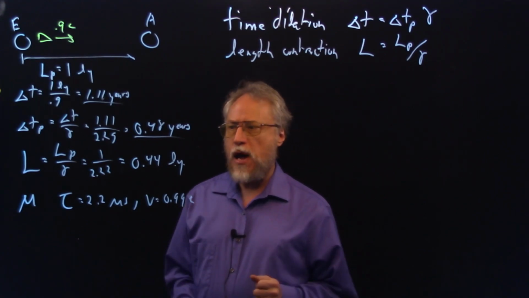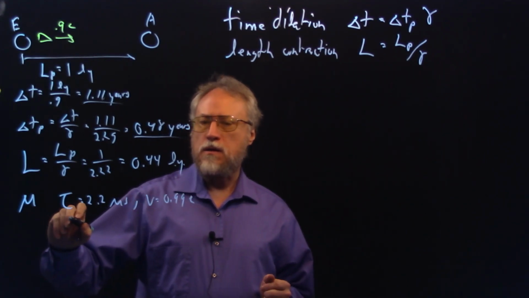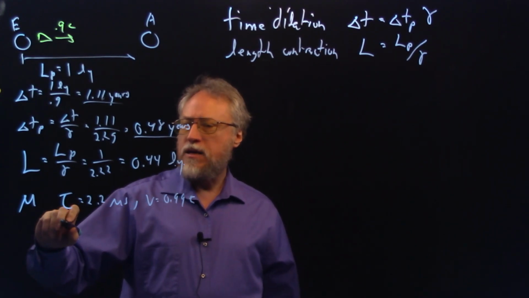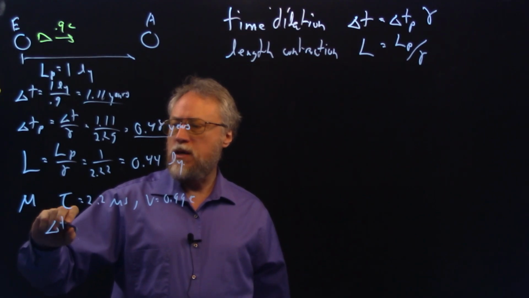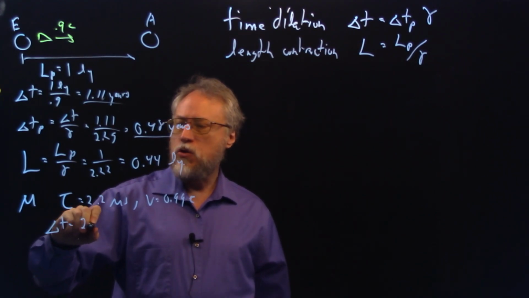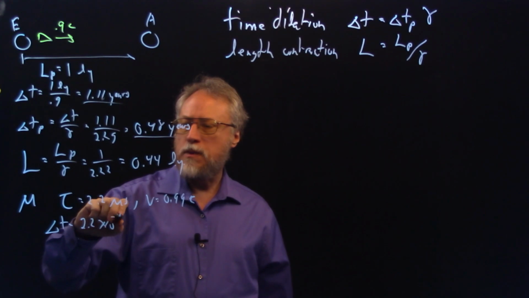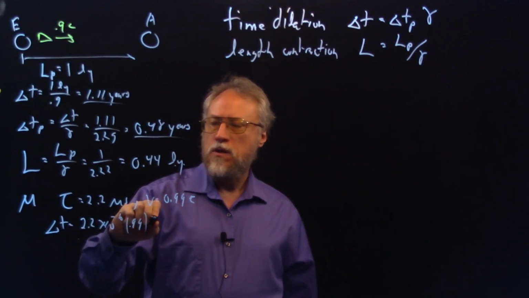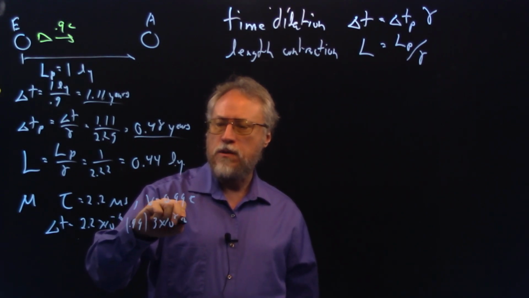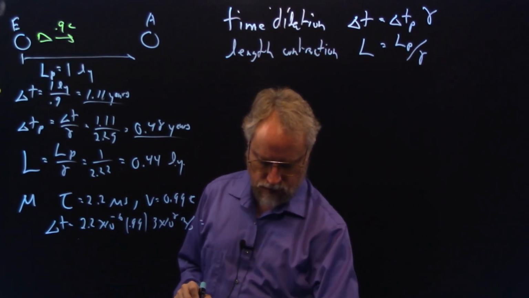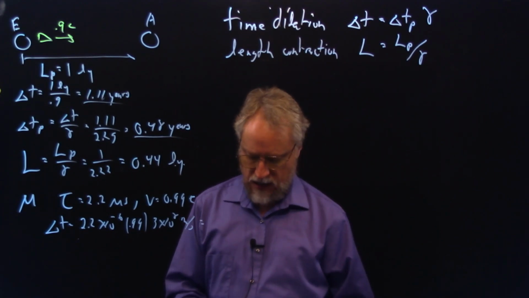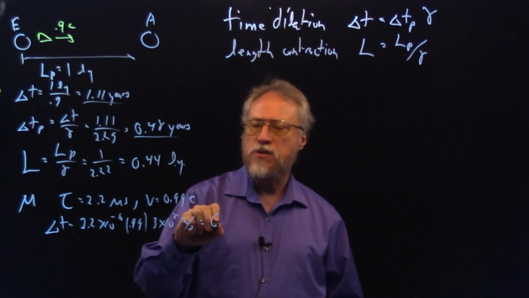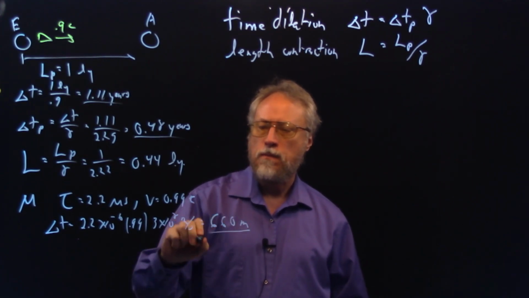How far do they travel before they decay? We can just do the calculation. So the delta t is 2.2 times 10 to the minus 6 seconds times 0.99 times 3 times 10 to the 8th meters per second. And that gives us a total length of about 660 meters. Not very far.